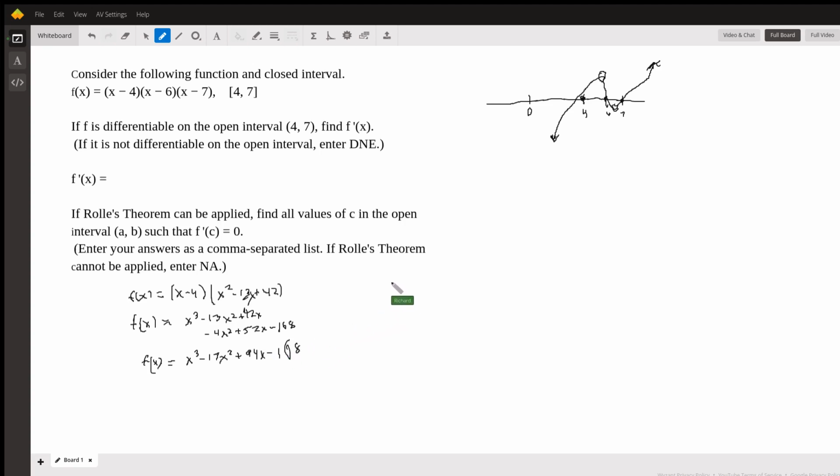So now we'll take f prime of x and set that to 0. So f prime of x is going to be 3x squared, 17 times 2 is 34, minus 34x plus 94. Okay, so that's going to be our f prime of x. And we set that to 0. And I have a funny feeling that this isn't going to factor, but let's give it a try.